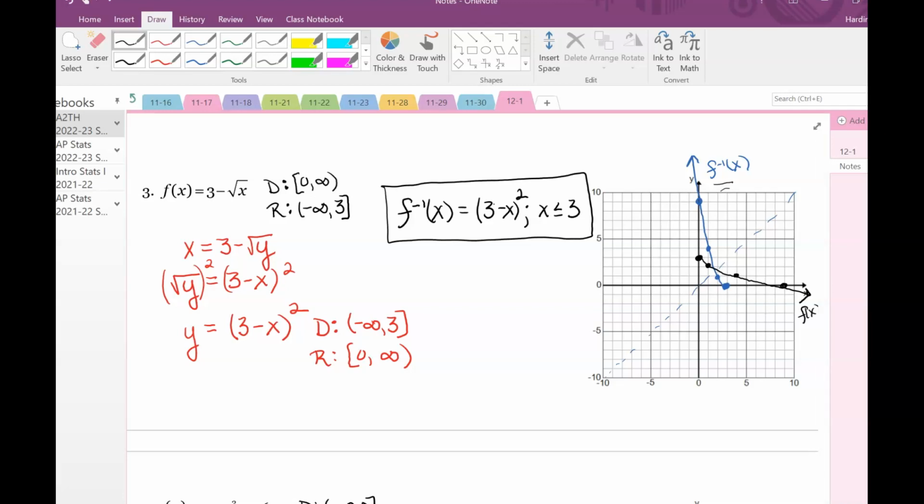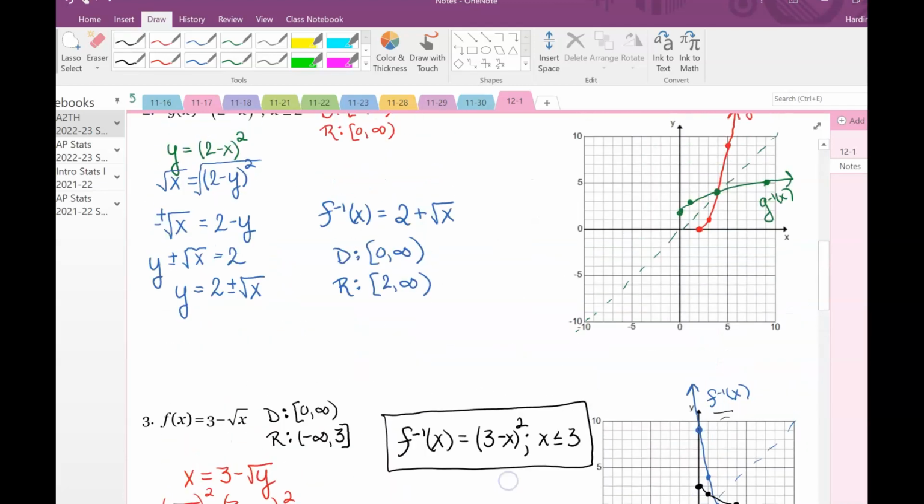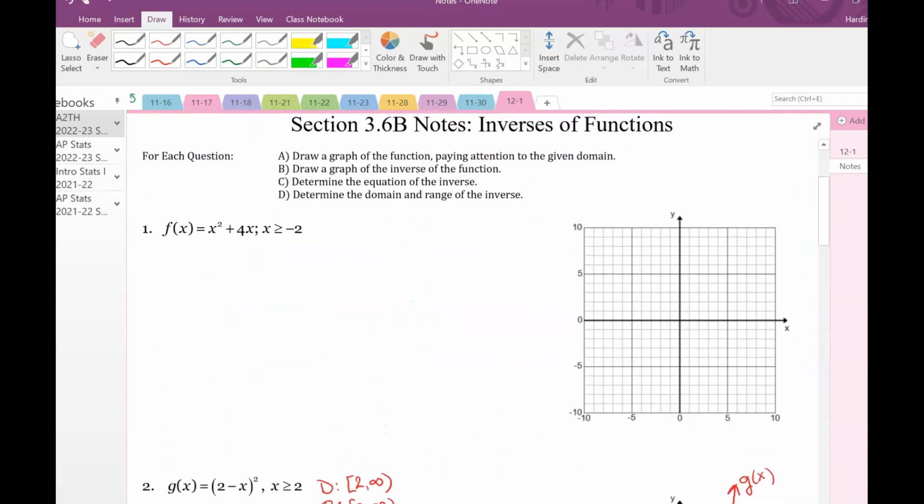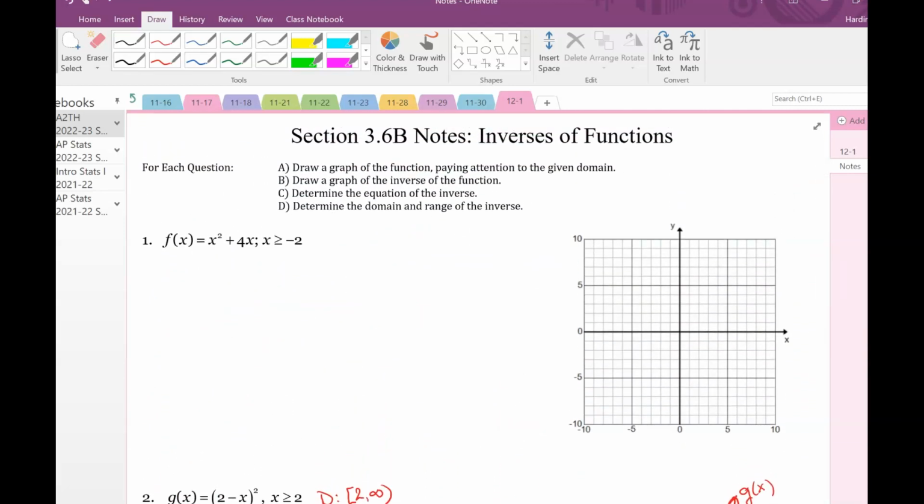All right, let's finally go back up to question number 1. The reason I saved number 1 for last is because this right here is not really in a form that's going to be great for us to graph. It's not in a form that's going to be great for us to find an inverse. So what I'm actually going to do with this equation is put it in vertex form by completing the square. So this is x squared plus 4x.